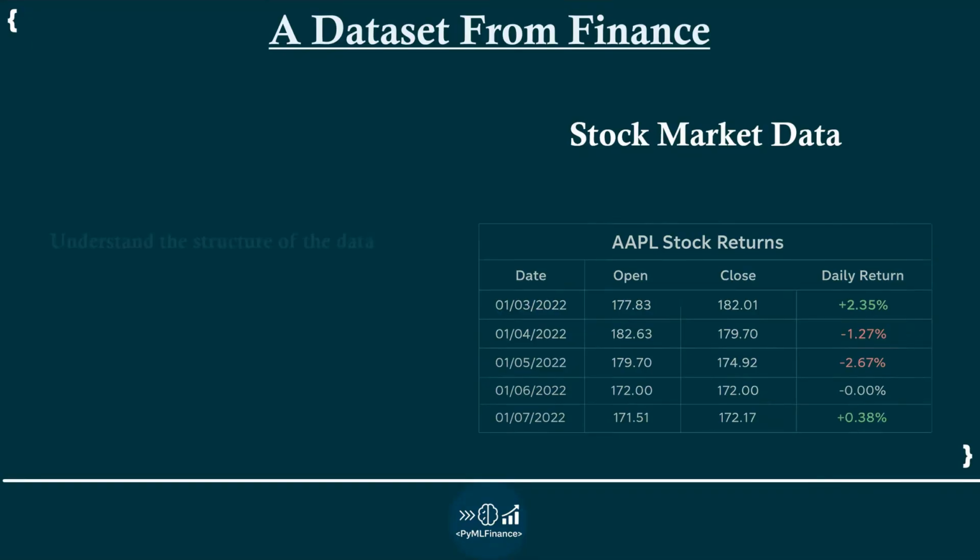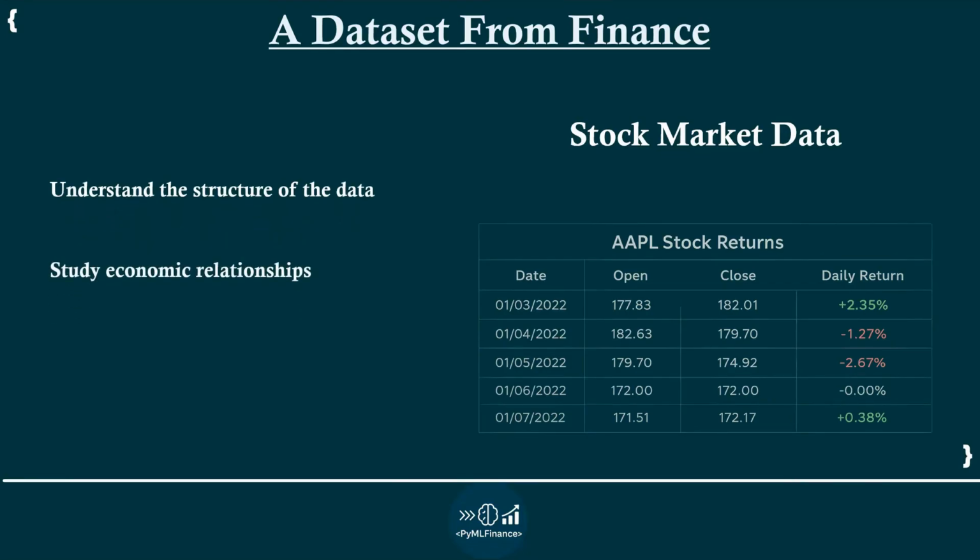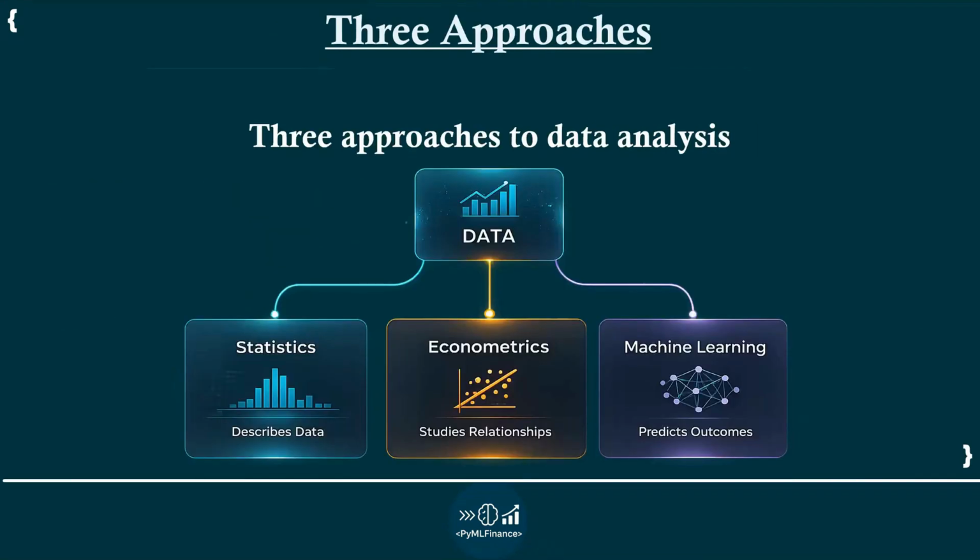One analyst may want to understand the structure of the data. Another may want to study economic relationships, and the third may want to predict future outcomes. These different goals lead to different analytical approaches. This is where three important fields appear: statistics, econometrics, and machine learning. All three work with data, but they focus on different types of questions. So, understanding these differences helps clarify the role of econometrics.